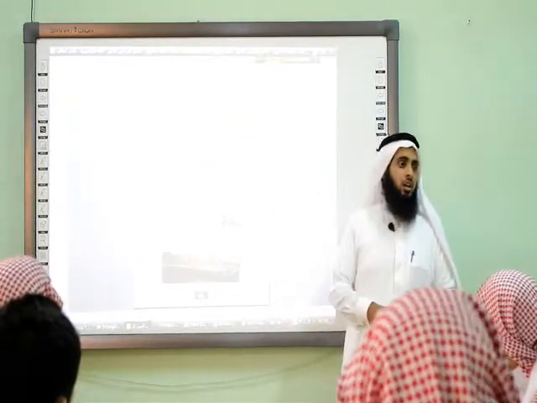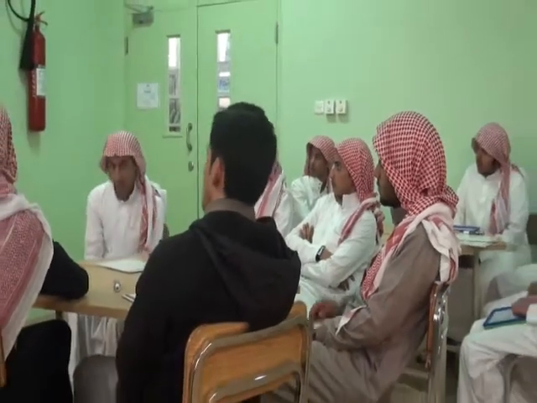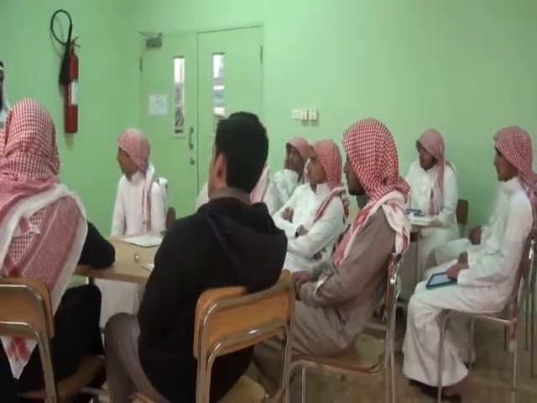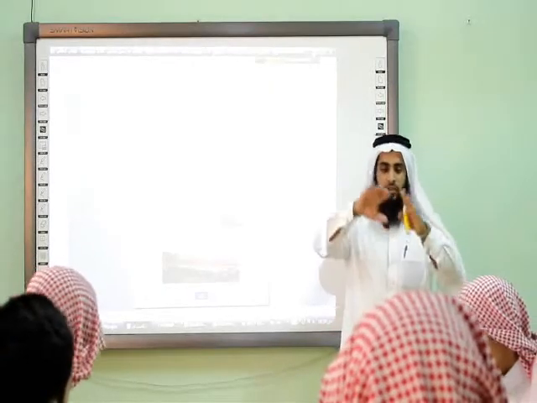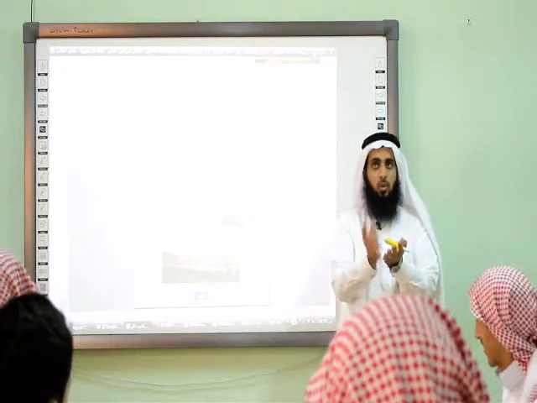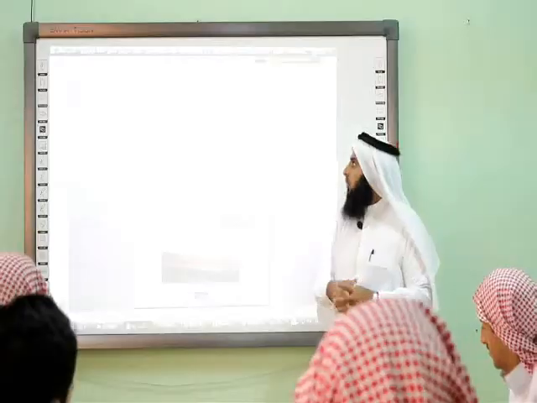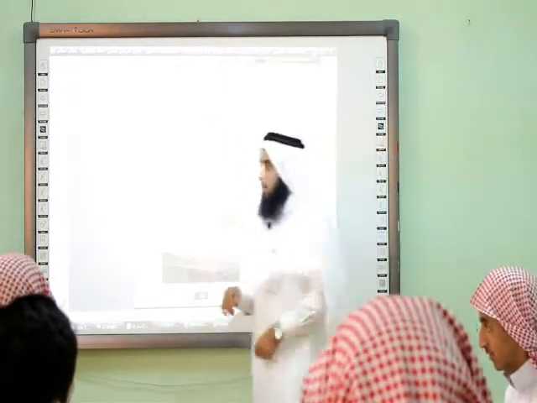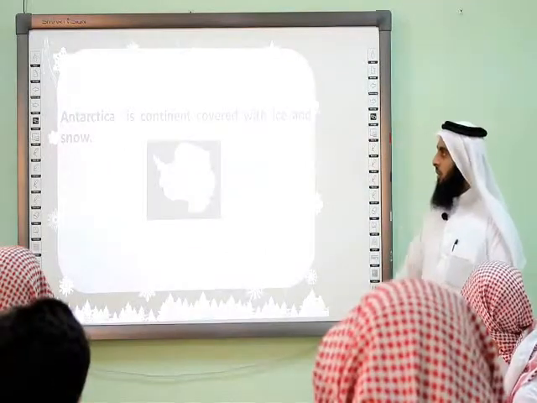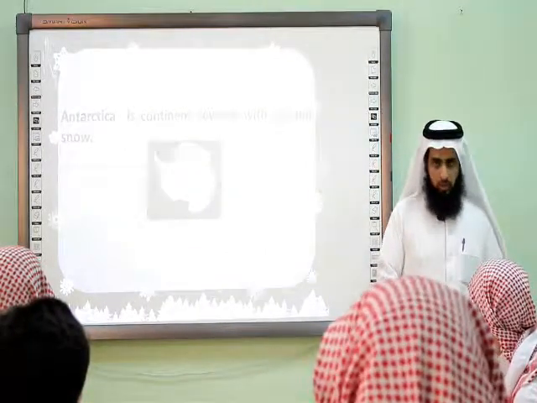What's the meaning of Antarctic? What is the Antarctic? South Pole. It's a place. Antarctic is a place. If this is Earth, where's the South Pole? Up or down? Down. Very good. What about exploring? We're going to see more about this lesson. Very good. Antarctica is a continent covered with ice and snow.